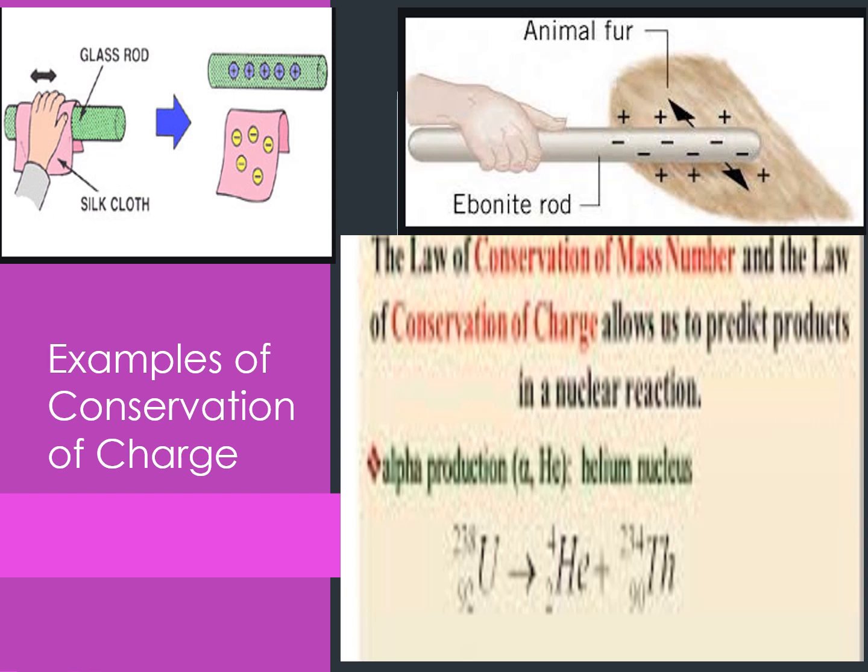Next example is the radioactive decay of uranium. When radioactive decay occurs, uranium produces thorium and an alpha particle. The atomic number of uranium is 92 and the atomic number of thorium plus alpha particle is equal to 90 plus 2, 92. Thereby the total charge remains constant.